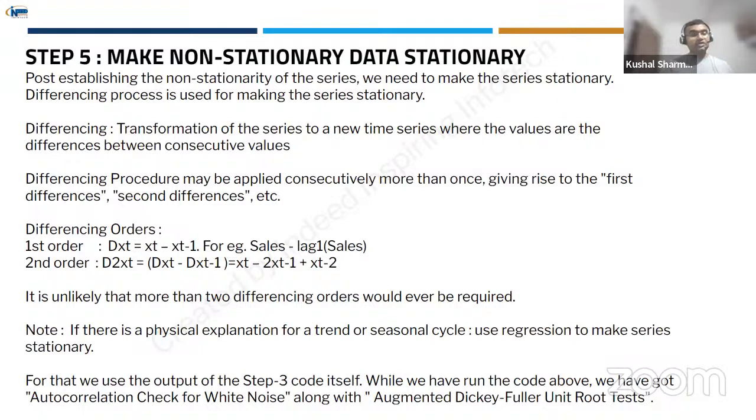So here you can see differencing orders. First order: dxt = xt minus xt-1. Second order: differencing applied again on the first differences. So we can identify the differencing with the help of the formula being applied. It is unlikely that more than two differencing orders would ever be required, as per the understanding and research.